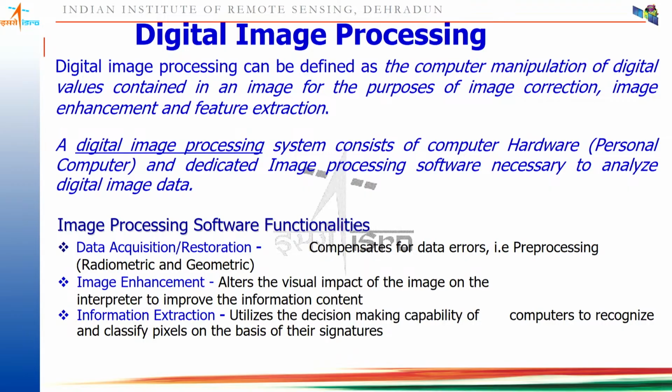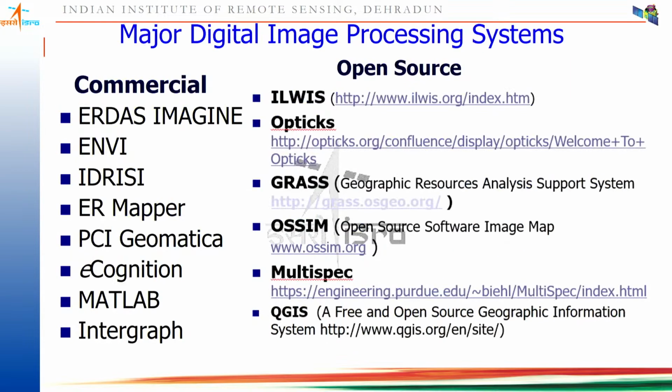We will now see the first one, which is image pre-processing. These three basic functionalities are provided in many different image processing software, especially those dealing with geospatial data, with Earth observation satellite data. You will see a large number of commercial off-the-shelf software, COTS software: ERDAS Imagine, ENVI, Idrisi, ER Mapper, PCI Geomatica, and so on.